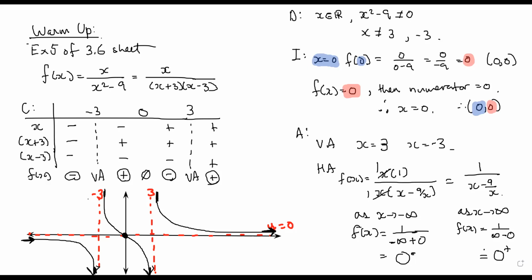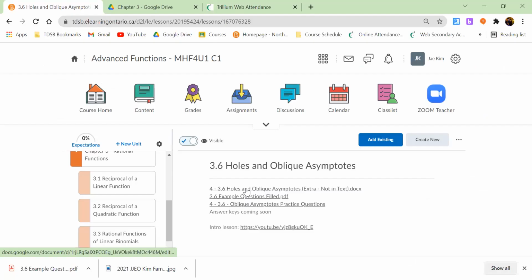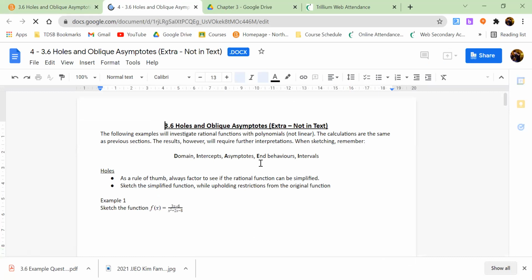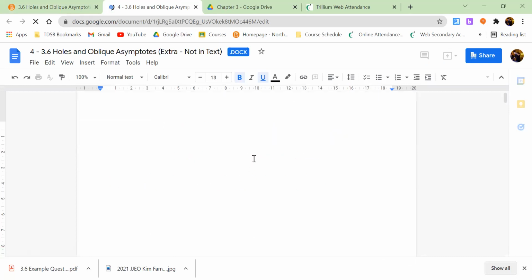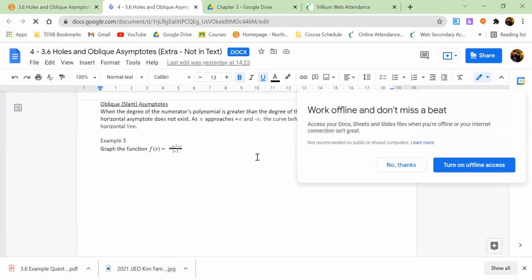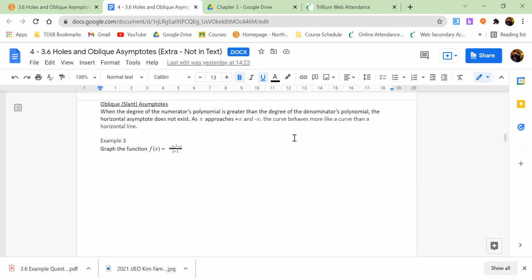Oblique asymptotes occur when the numerator's degree is greater than the denominator's degree. It doesn't have to be 1 greater, as long as it's bigger. Now we're going to do 1 to get used to oblique. 1 is like one straight line.